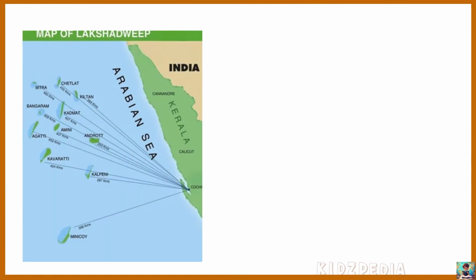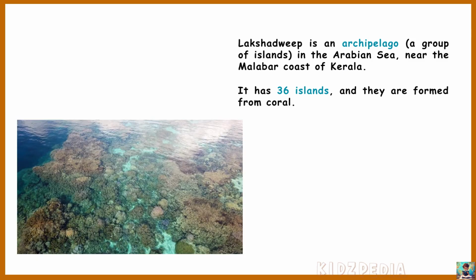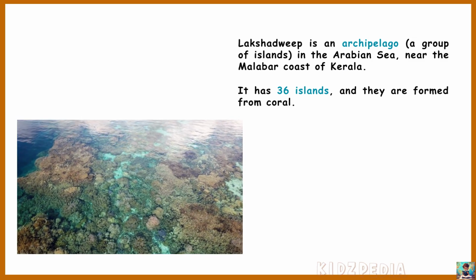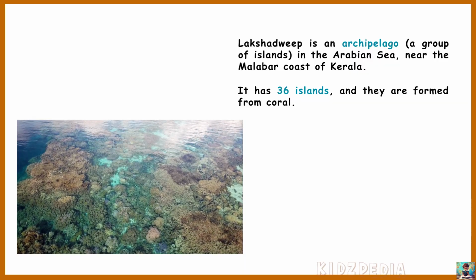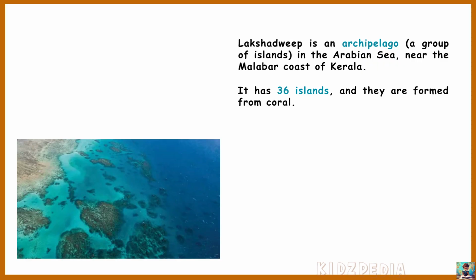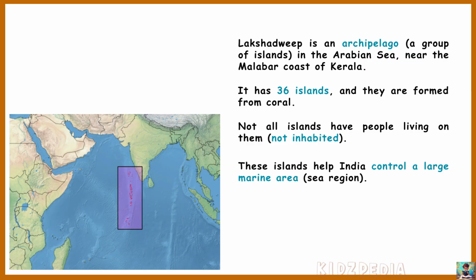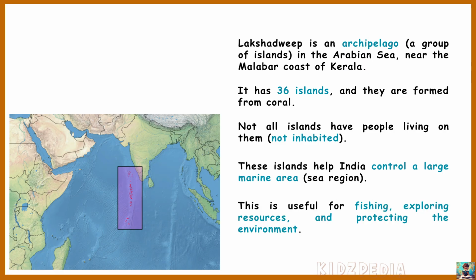So, Lakshadweep is an archipelago, meaning a group of islands located close to each other. It is situated in the Arabian Sea near the Malabar coast of Kerala. It has 36 small islands formed from coral. Coral are tiny sea animals that slowly build hard structures under the sea, and over time these rise above the water to form islands. So, some islands here are inhabited while others are not. These islands are important because they help India control a large marine area, which is useful for fishing, exploring resources and protecting marine life.